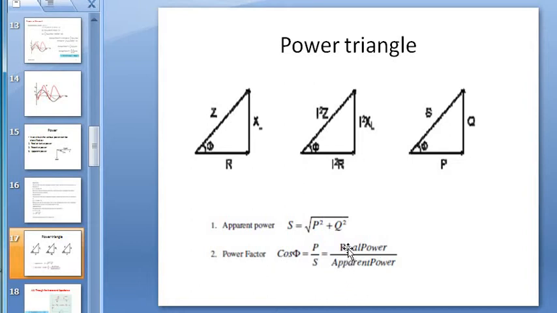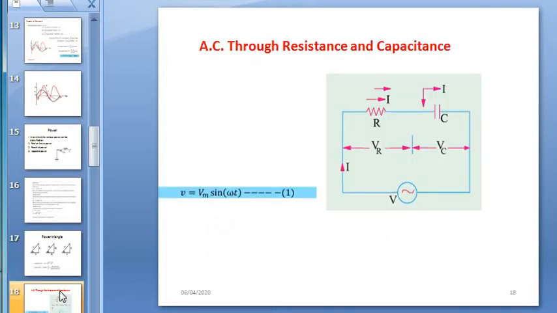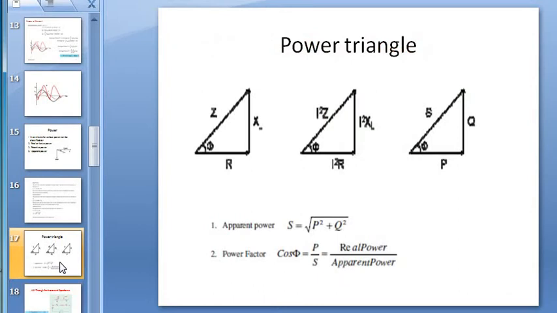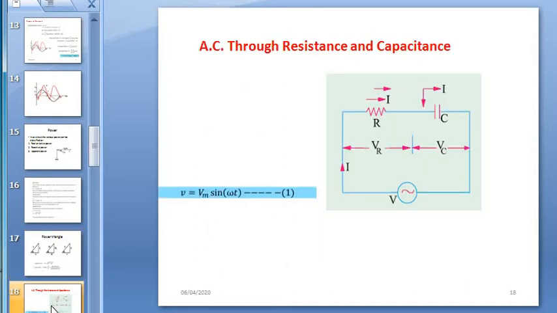Or else real power and cos phi are given, and it is asked to find out the apparent power. So, do remember this equation. This is also an important equation. So, this is all about the RL series circuit. Hope you understood the same. So, starting with the next, the RC series circuit.